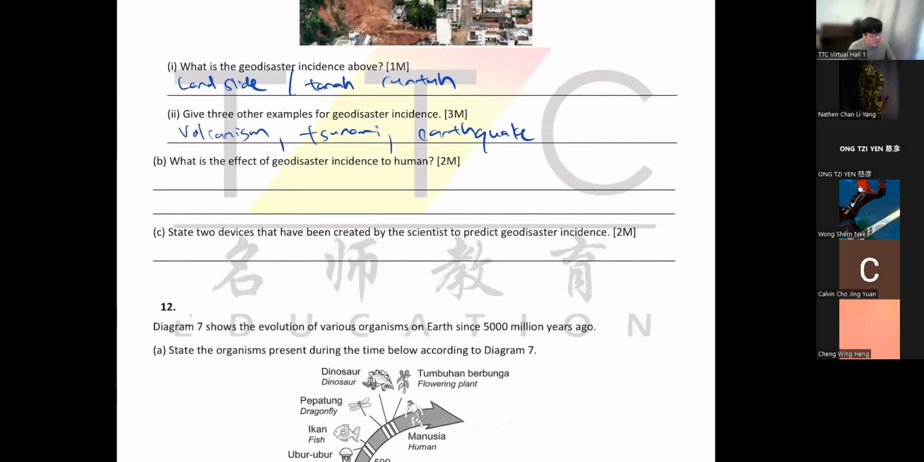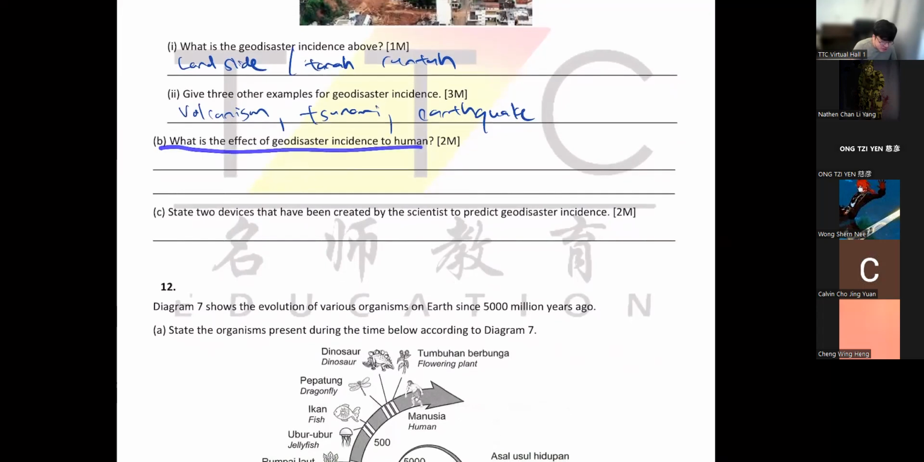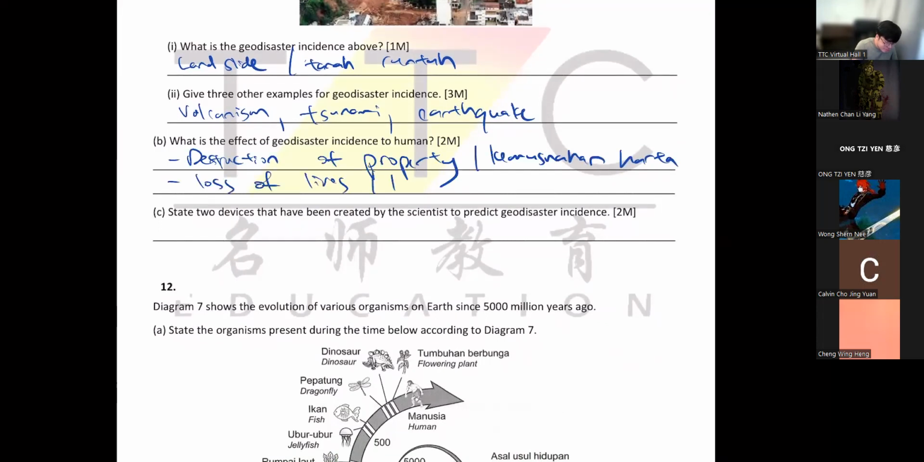Right? Okay, so B. What is the effect of geo disaster? Destruction of property. Okay, kemusnahan harta benda. You have loss of lives. Okay, maut. Okay, 2 devices to predict geo disaster. You have your landslide detector. You have your tsunami detector. Write it yourself, tsunami detector and landslide detector. Okay, Pengesan Tanah Runtuh, Pengesan tsunami.